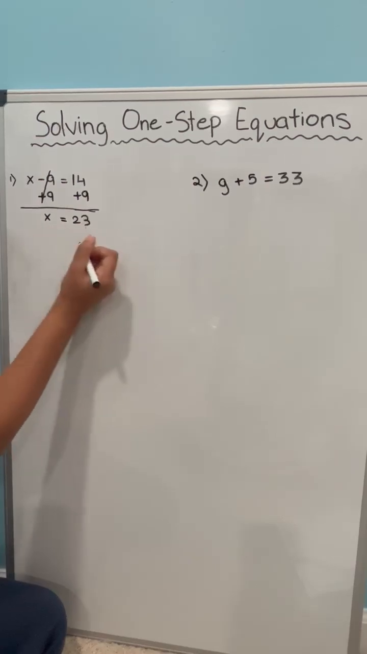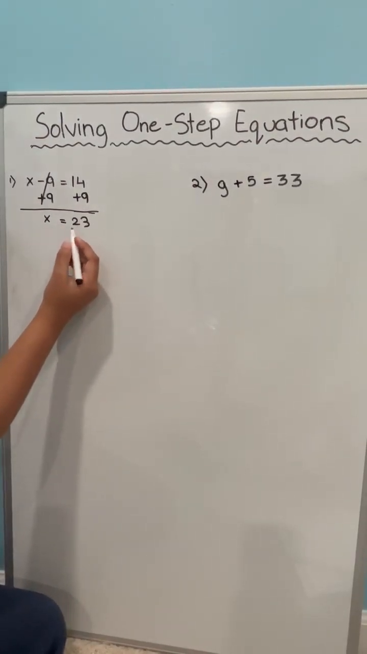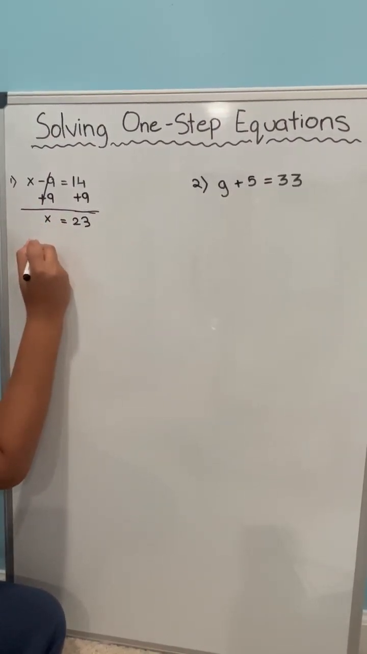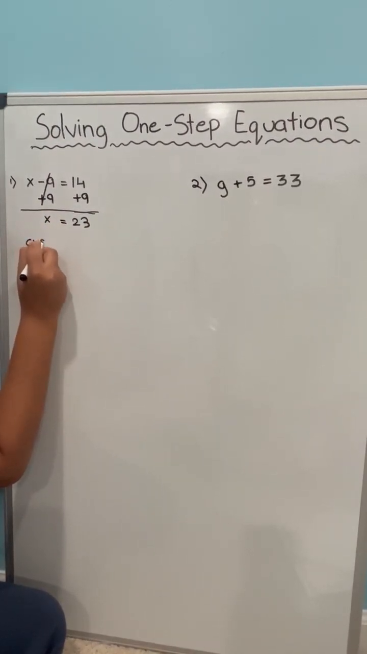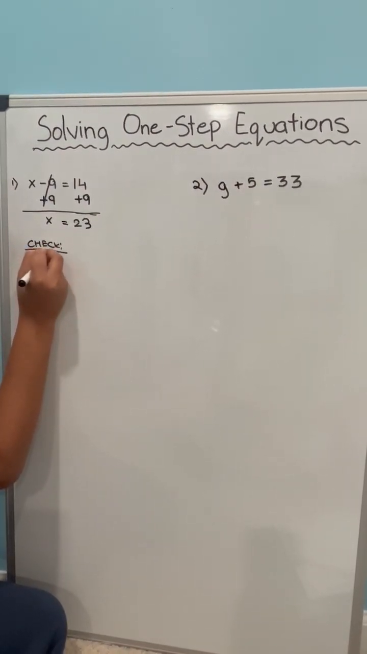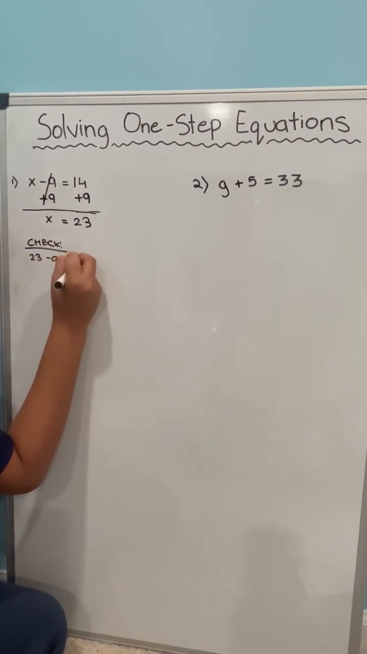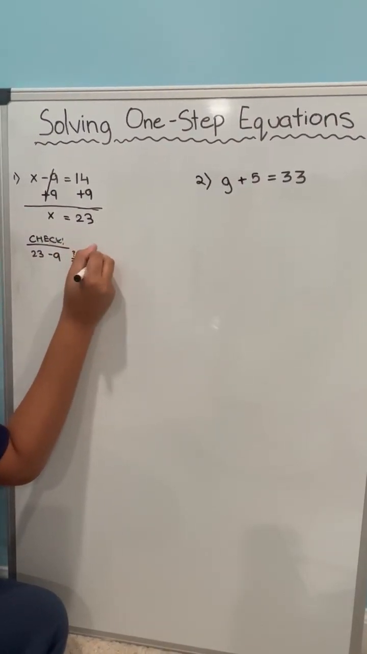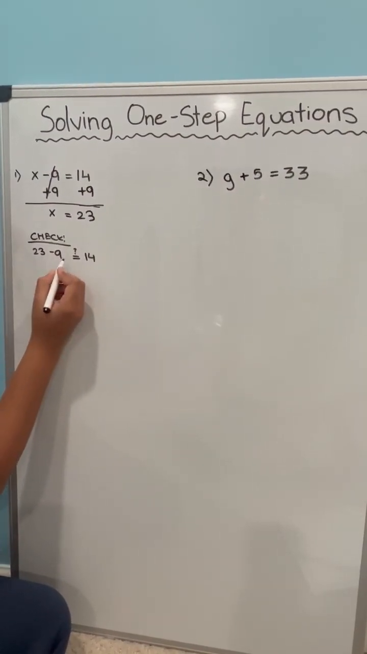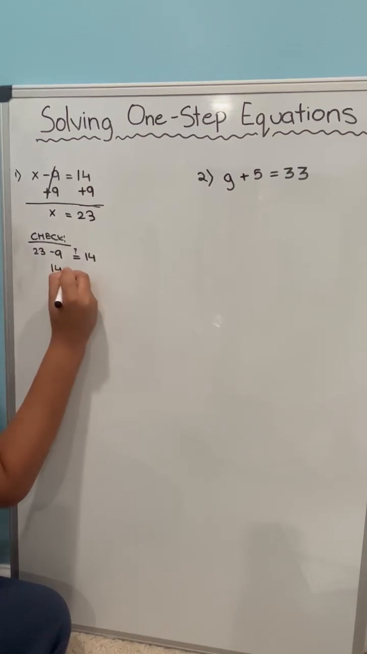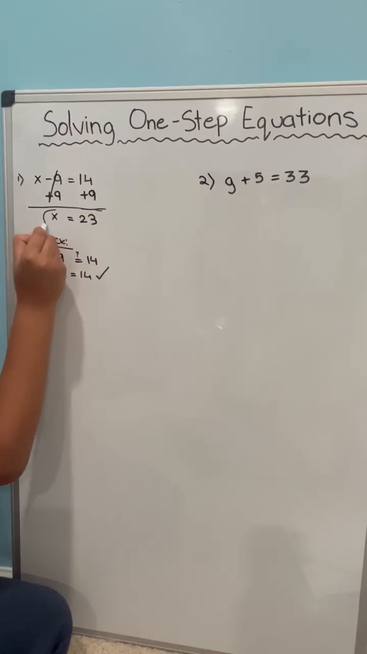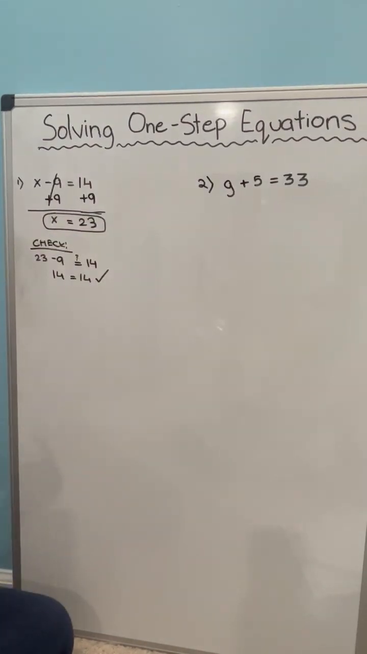Now you want to check this. How is x really equal to 23? To do this, just substitute 23 for x. So you could make a checkbox, and then write 23 minus 9 equals question mark 14. The question mark is to see if it's actually equal to 14. Now 23 minus 9 is 14. So is 14 equal to 14? It is, so that's why the x value is correct. x is equal to 23.